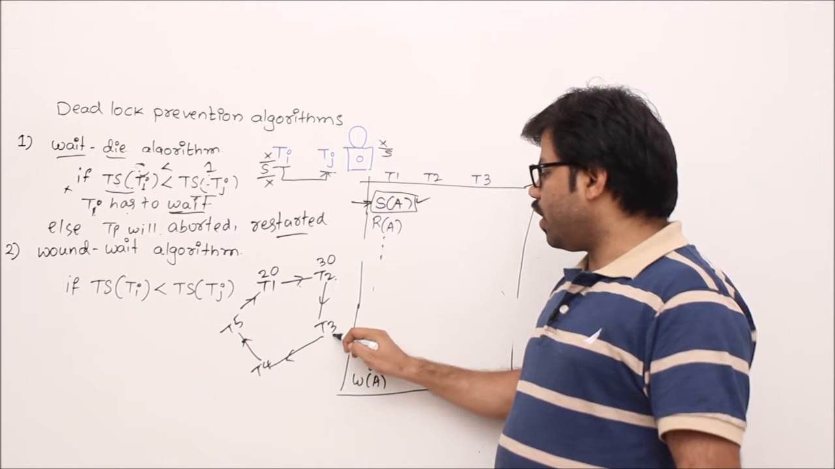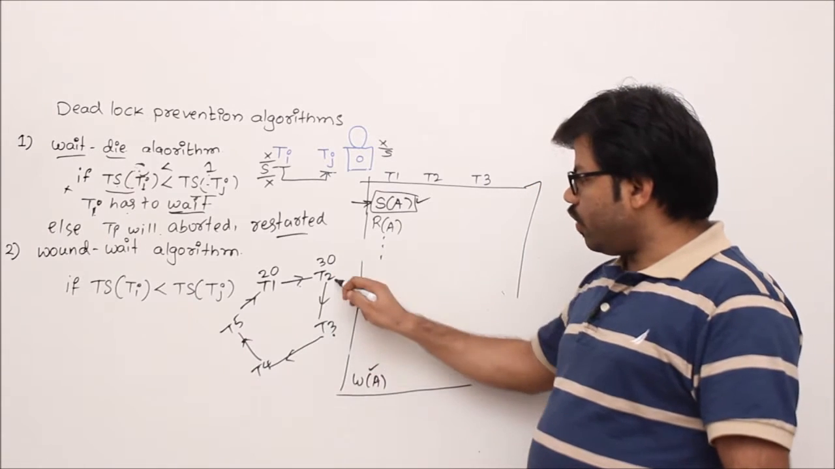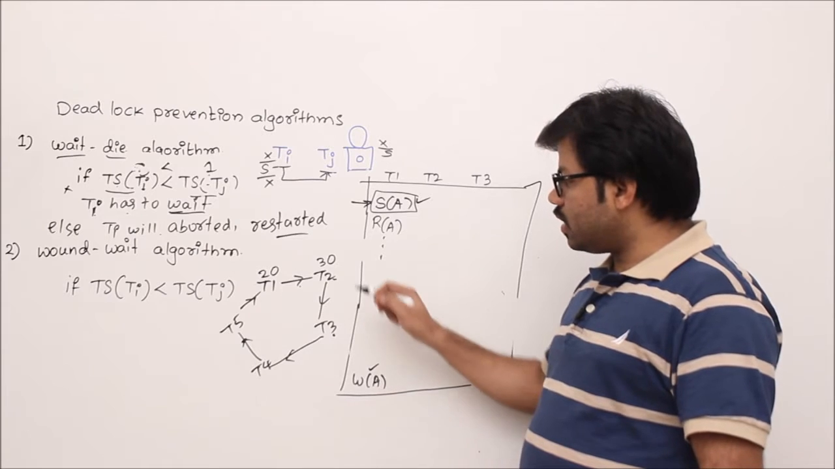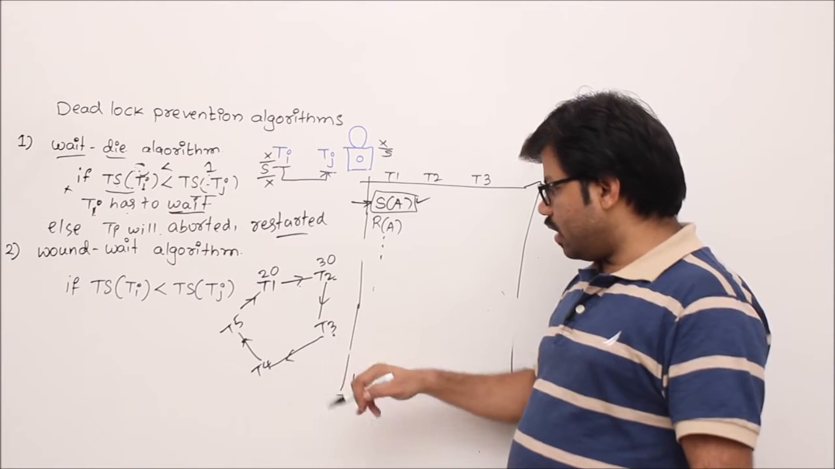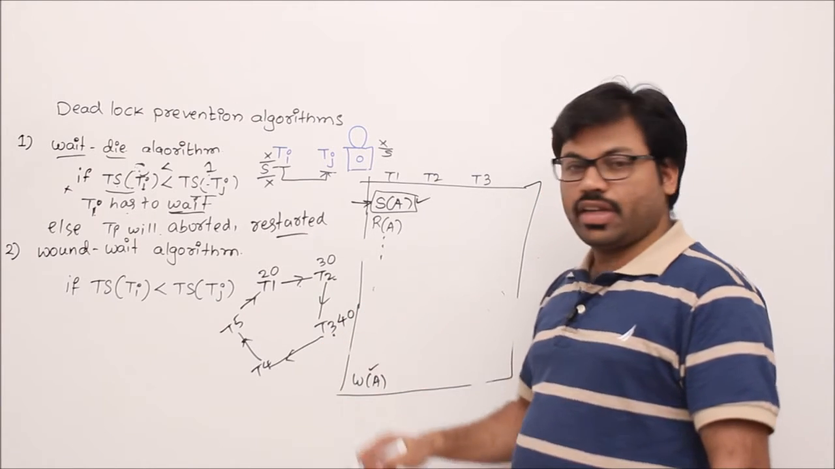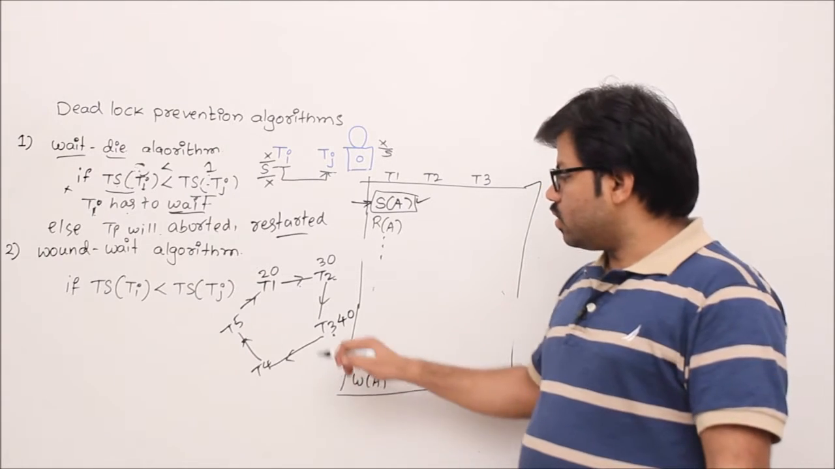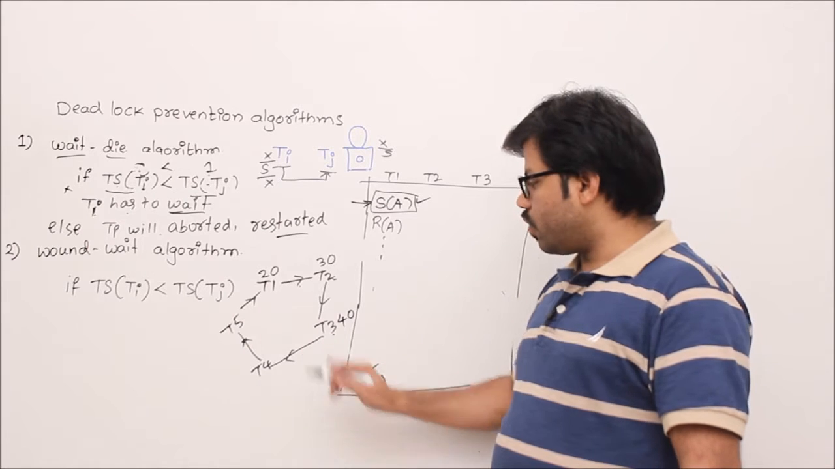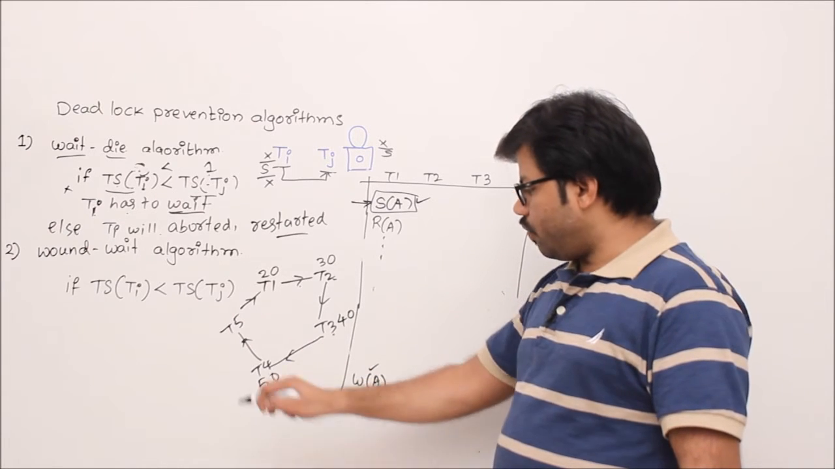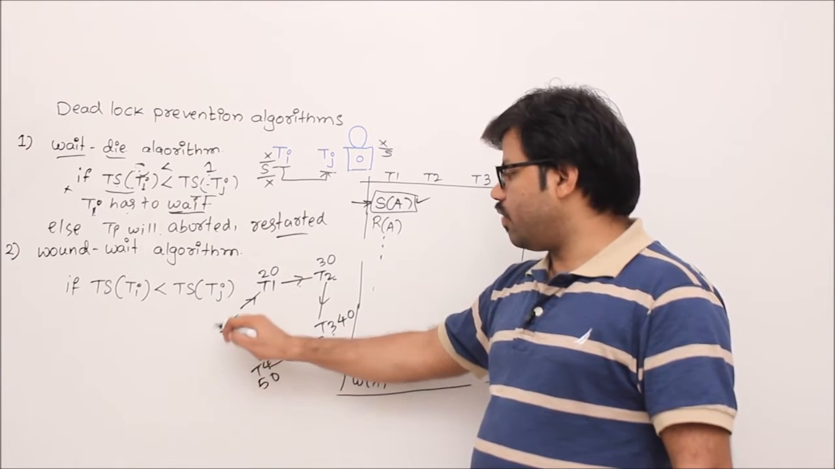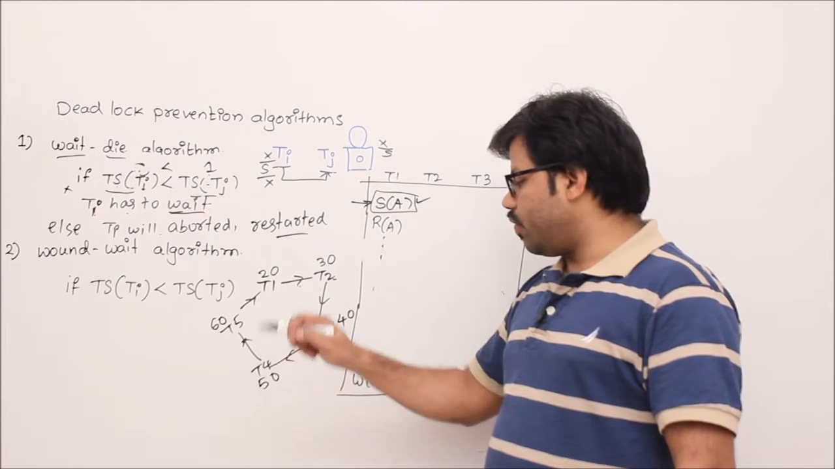Mr. T2, why are you waiting on T3? T2 will wait on T3 only because T2 should be an older transaction than T3. That's why T3's value should be 40. When the number is more, definitely it is younger, right? Same story, T3 versus T4. Then we can take the number 50. Then T4 versus T5, T5 should be 60, and only then will T4 wait.